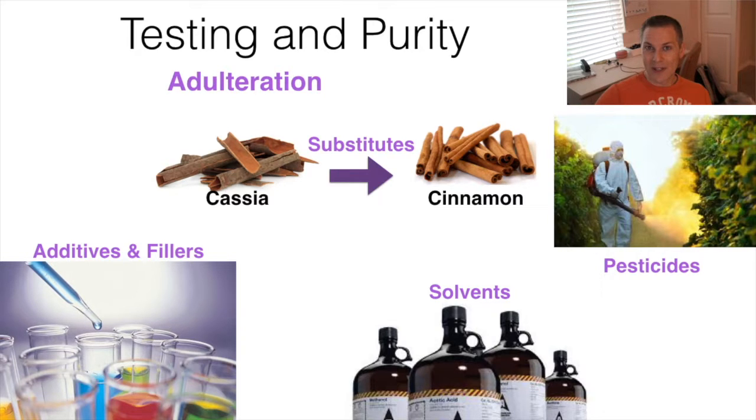Solvents are another way. To extract essential oils, a cheap way to extract them from a plant is through the use of solvents. The problem with this is that some of the solvent actually ends up in the end product as well, also causing some impurities. So the way that we can find out whether any of these things have happened is through testing. That's what we're going to talk about now.